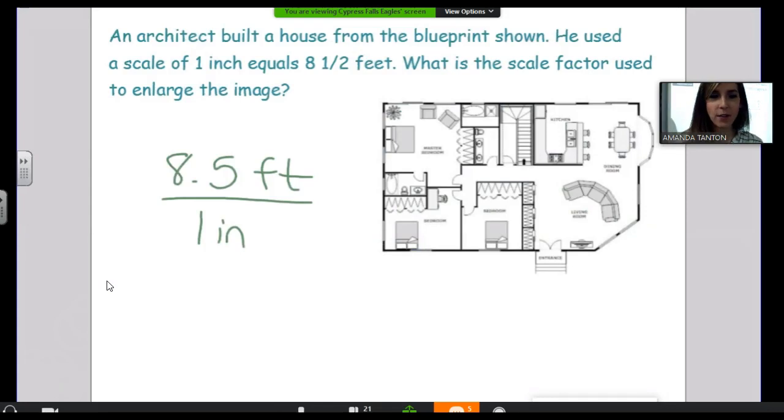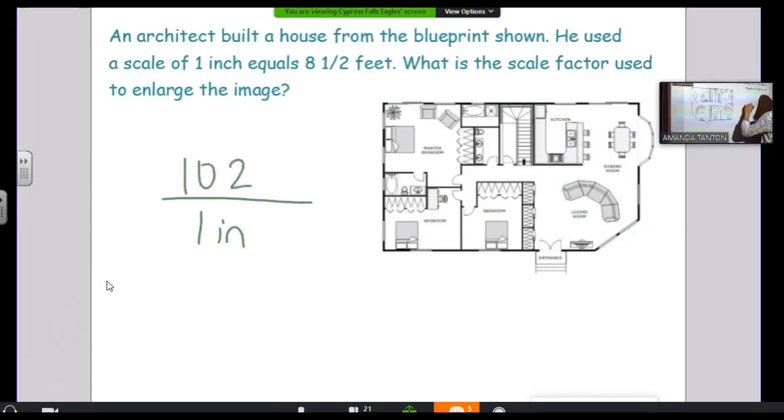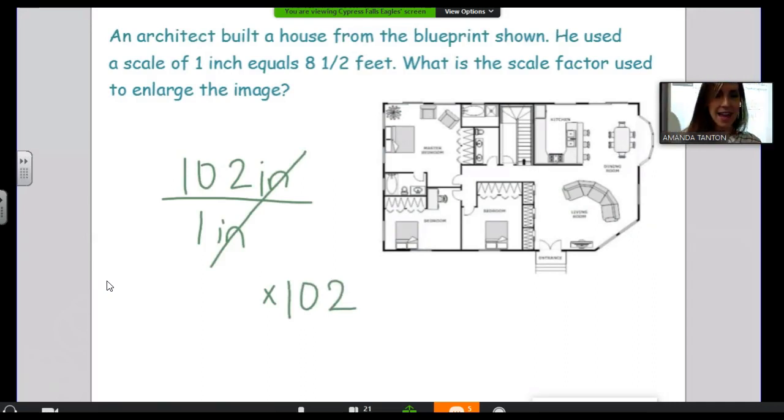Notice we're converting from feet to inches a lot. And I get 102 inches, which since the denominator is 1, we're already done. That's our scale factor. So the real house on this one is 102 times bigger than the scale drawing. All right, last thing.